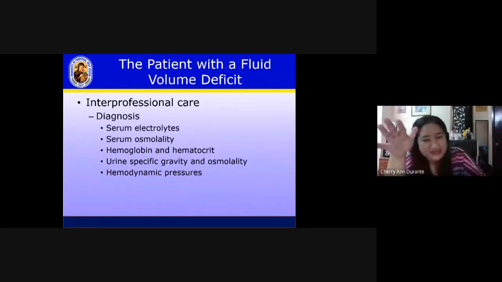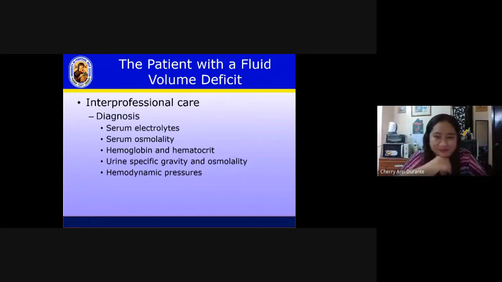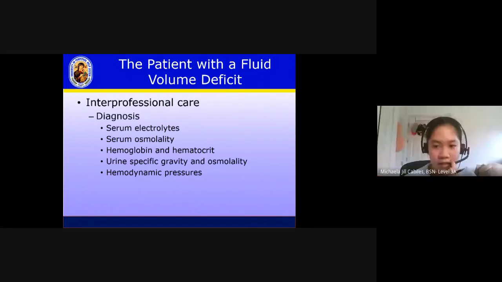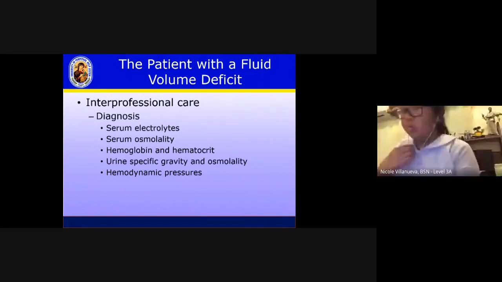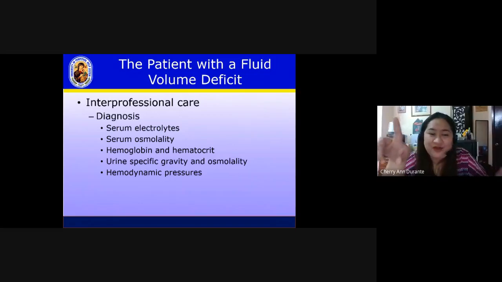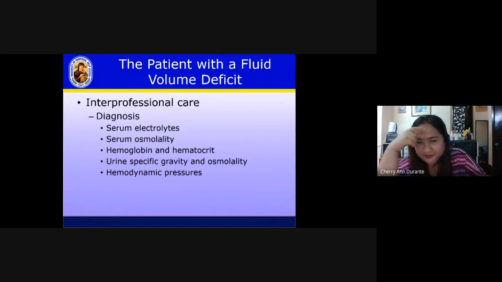It decreases every time that you have... Kailan siya nade-decrease? Kapag ikaw ay dehydrated or fluid excess? Decrease. Dehydrated. Oh, actually, marami nalilito dyan. Fluid volume excess, decrease urine specific gravity. Fluid volume deficit, increase urine specific gravity. Okay? Tumataas po. What about electrolytes? What do you think? What happens to the electrolyte concentration when you have fluid volume deficit? Increase po. Very good. Increase.